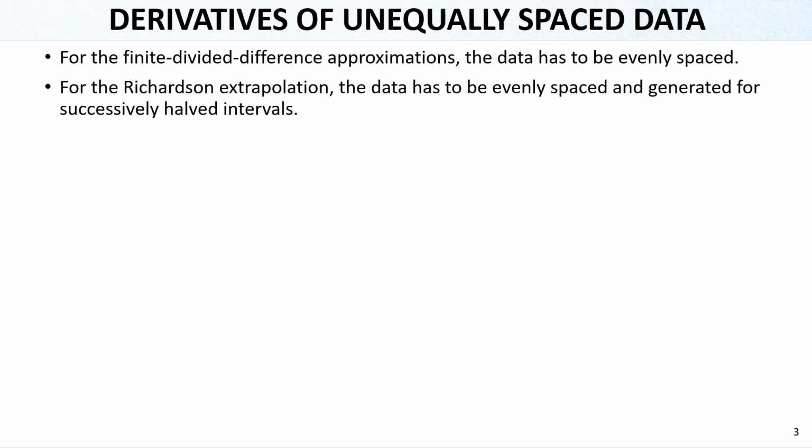But what if we have data with unequally spaced values? For the finite divided difference approximations, the data has to be evenly spaced. For the Richardson extrapolation, the data has to be evenly spaced and generated for successively halved intervals. So you know that we need to halve the interval in the specific case of Richardson extrapolation we used in this chapter or in this course.